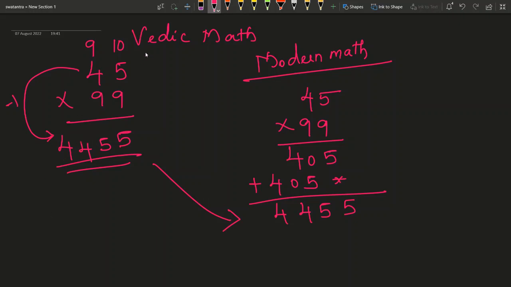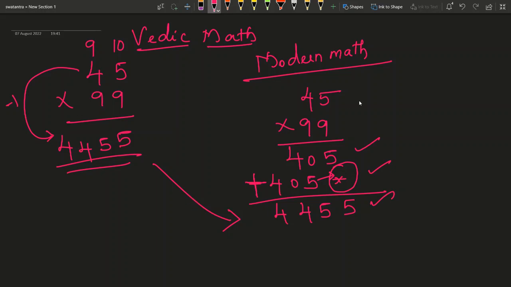What happens in modern math is that the kids forget to skip this place. They write the 5 here. So that creates one error. And they have to do 3 steps. And the kids may make errors while doing addition.